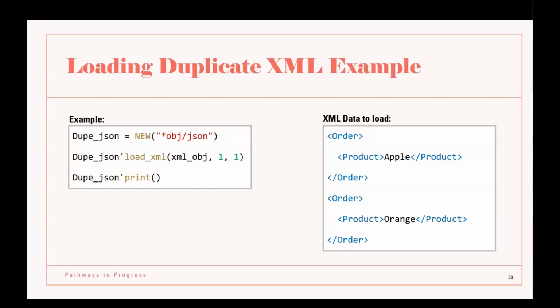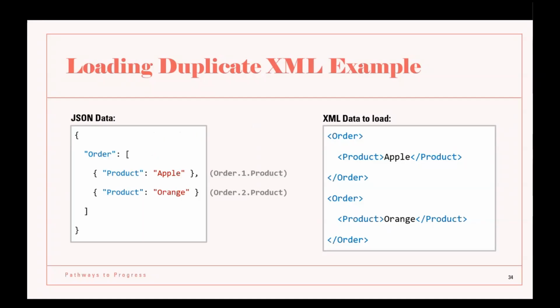Now looking at the load_XML function, we can see what it looks like to actually load XML data with duplicates. On the right, we have an XML object that we will be loading. It has two orders, each with their own product. So to load this data, we will use the load_XML function with the XML object handle, a num flag of 1 to allow for numerics, and a dup flag of 1. Then we will print out the resulting data.